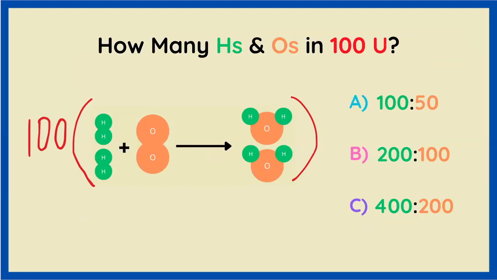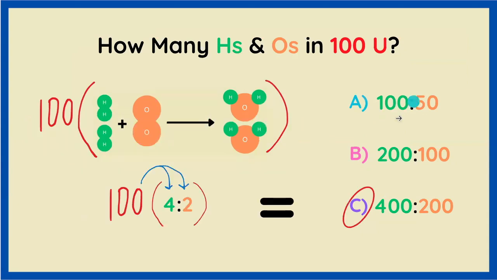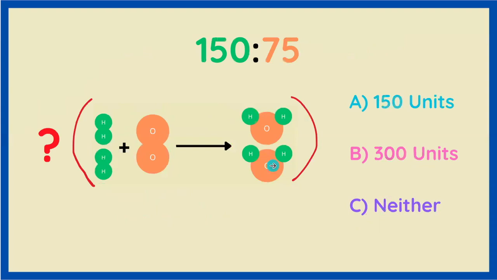Here's a great check for understanding. How many hydrogens and oxygens, respectively, do we have with 100 units of reaction? Very simply, we take the 4 hydrogens and 2 oxygens from 1 unit of reaction, and we multiply it by 100. So that gives us 400 and 200 respectively, because 100 times 4 is 400, 100 times 2 is 200. Let's flip the scenario.